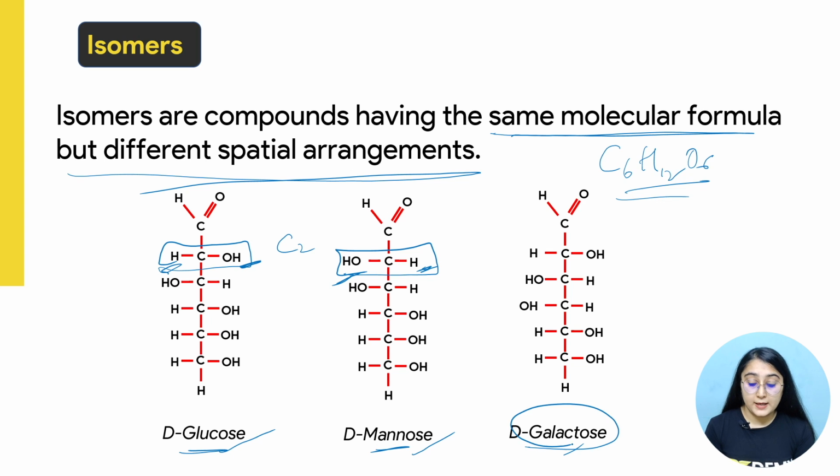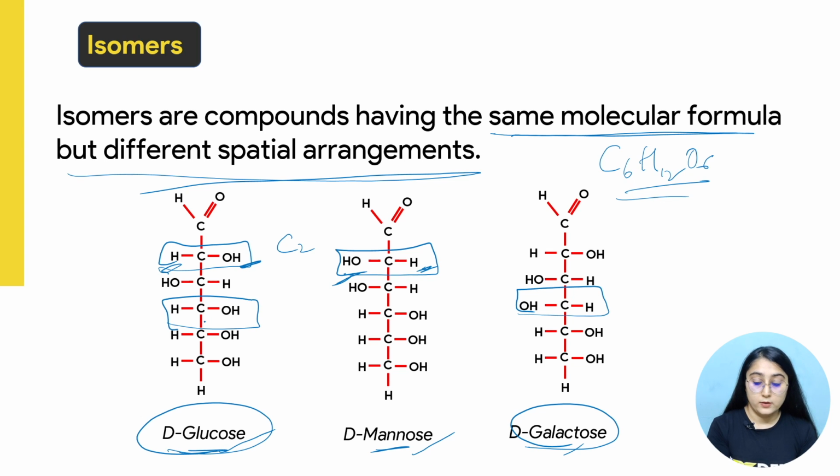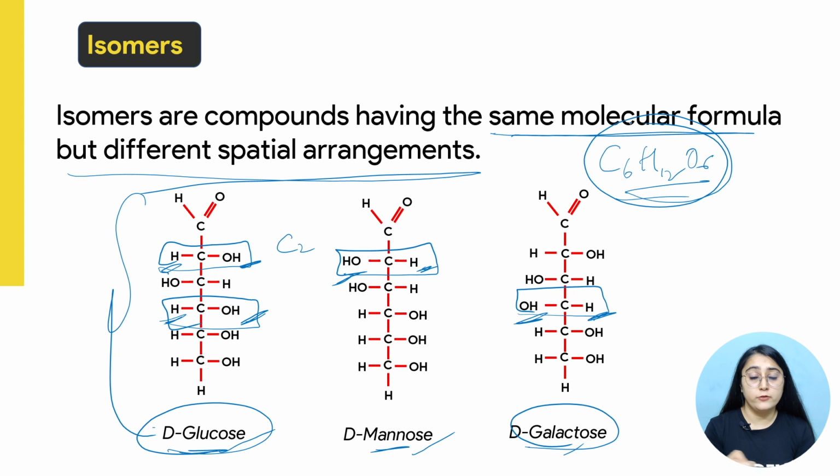Similarly, if we compare galactose to glucose, we see that there is a difference at carbon 4 over here. So there is a difference in the spatial arrangement of the OH and the H group over here. However, all three have the same molecular formula but differ from one another in terms of the spatial arrangement. Such kinds of compounds are known as isomers.